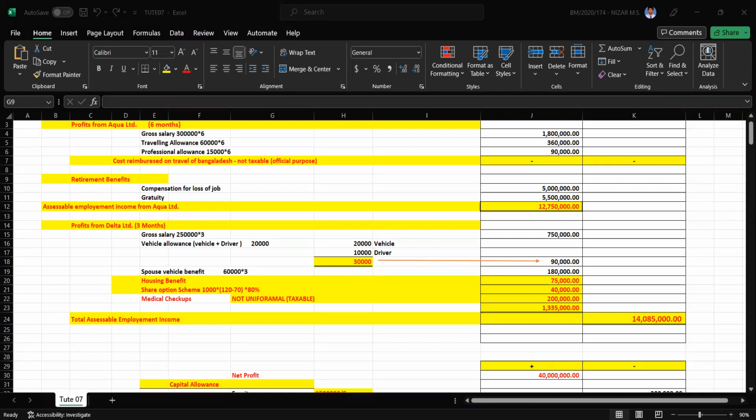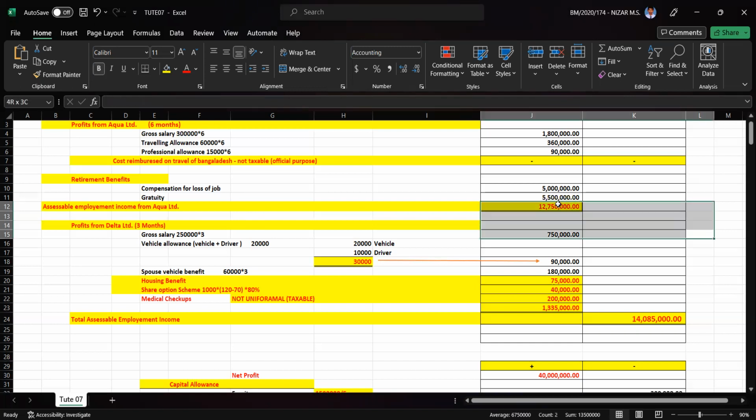After that, we want to consider the gratuity. Here we have 5 million compensation for loss of office. Those are taxed under a lower rate because the offers of voluntary retirement schemes are uniformly applicable to all employees as per the question. You want to refer to those things and highlight them, as they are very important. Under that, we have a compensation of 5.5 million. I hope it is visible to you all. After that, we can derive 12.75 million as the assessable income from Aqua Limited.